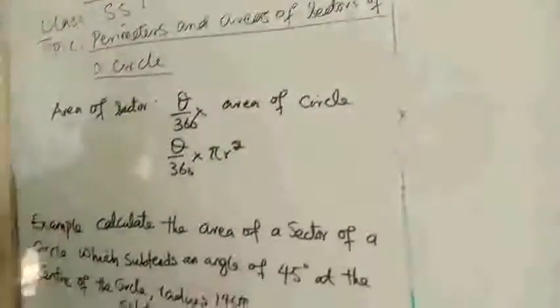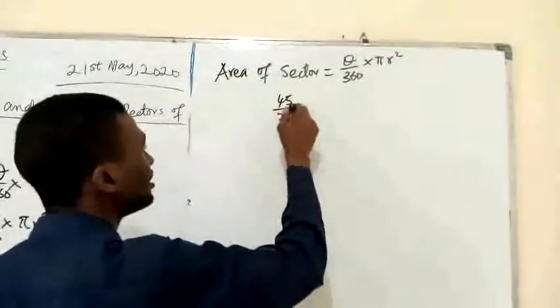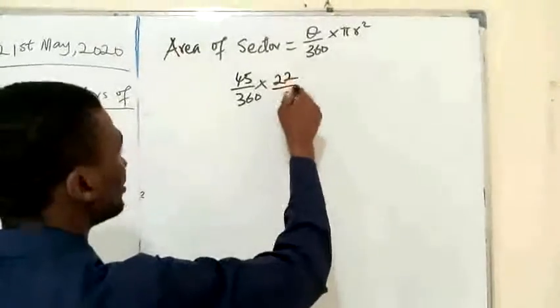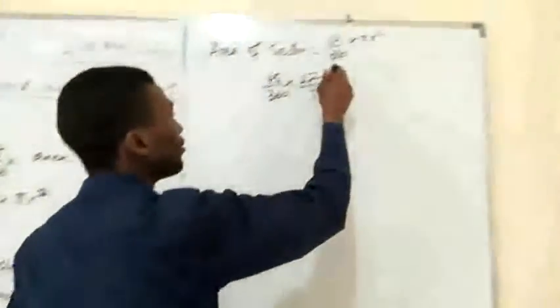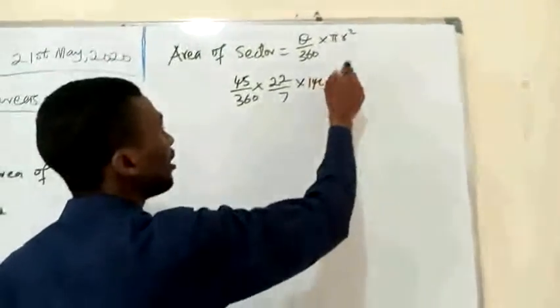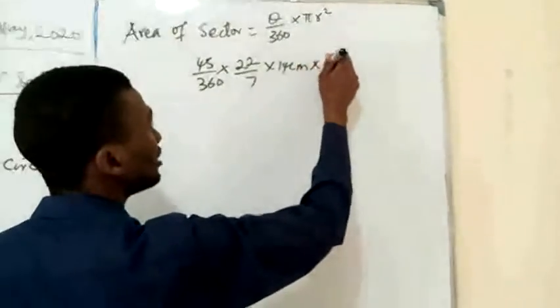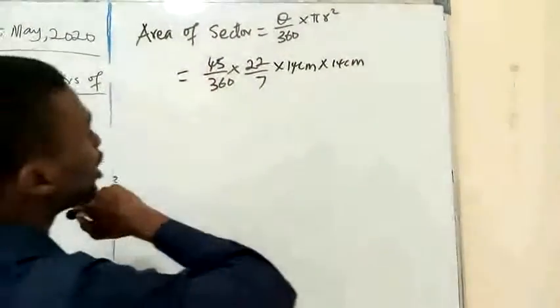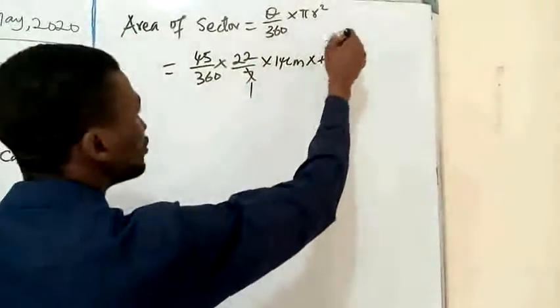Our theta is 45 degrees, so we have 45 over 360. Our pi is 22 over 7, and our radius is 14 cm times 14 cm. Here r squared is r times r. So we have 14 cm times 14 cm. So at this point we divide. 7 into itself is 1, into 14 we have 2.